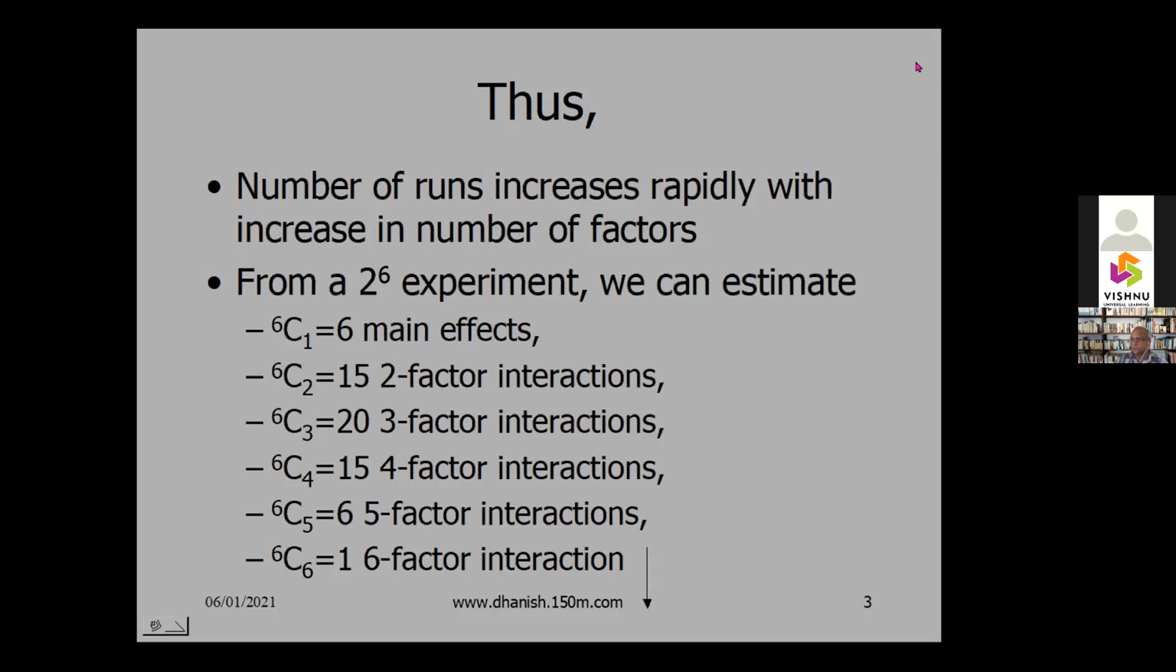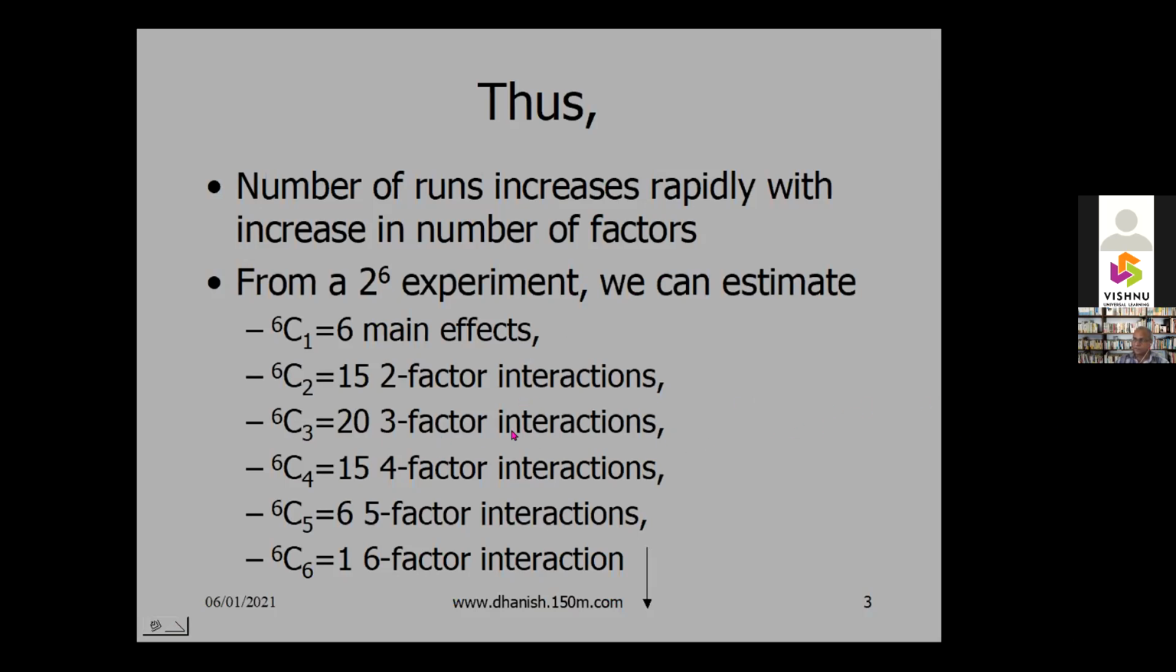So which are the 2-factor interactions? I think you had a discussion of factorial experiments. So A into B interaction is a 2-factor interaction. So A into B, A into C, A into D, A into E, A into F. Then B into A is already over. So B into C, B into D, B into E, B into F. Then C into D, C into E, C into F. Then D into E, D into F. Then E into F. So they are the 2-factor interactions.